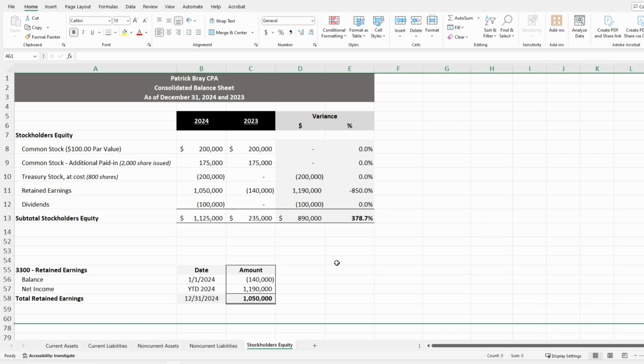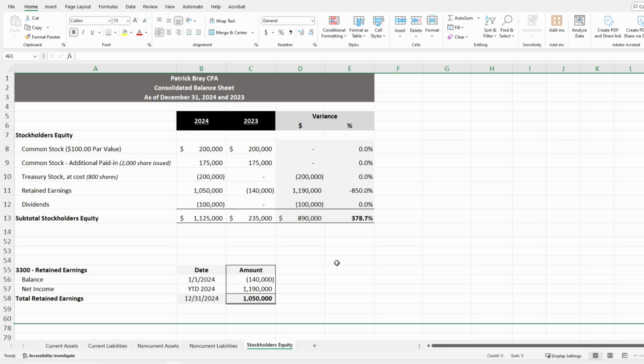In our scenario here, 3,300 retained earnings, our beginning balance was negative $140,000. We actually had a cumulative loss in this business. Now, 2024 was a great year. We almost had $1.2 million of net income. So when we're closing out the 2024 year, we're going to take our starting balance of negative $140,000 of retained earnings, debit balance, and we are going to credit 3,300 for the net income related to 2024 to ultimately bring that cumulative balance up to $1,050,000 of retained earnings in this corporation.